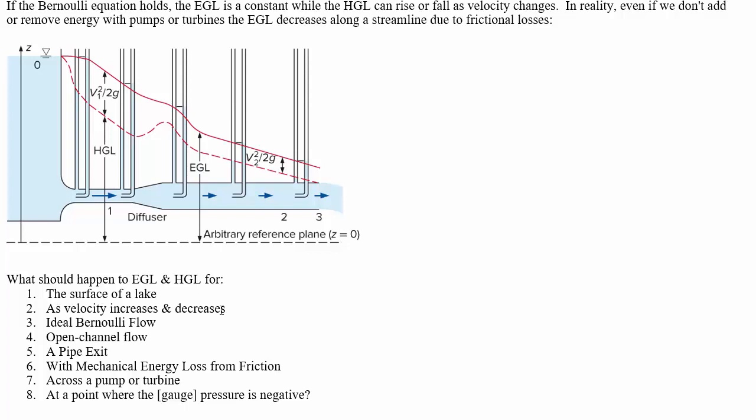As the velocity increases and decreases, as it increases, the HGL drops, and as it decreases, the HGL should rise. What EGL will do depends on how it's increasing or decreasing and what's going on with energy. If nothing, then it'll hold still. Ideal Bernoulli flow, EGL should be constant, HGL should rise or drop depending on what velocity does, etc.